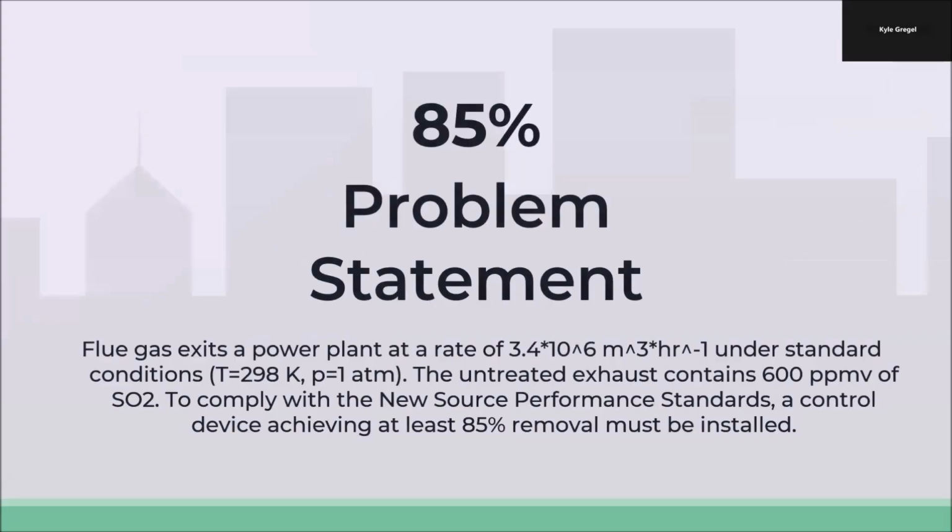So the problem statement for which we're designing a control solution is: flue gas exits a power plant at a rate of 3.4 million cubic meters per hour under standard conditions, where the temperature is equal to 298 Kelvin and the pressure is 1 atmosphere. And the untreated exhaust contains 600 parts per million of SO2. In order to comply with the new source performance standards, a control device achieving at least 85% removal must be installed.